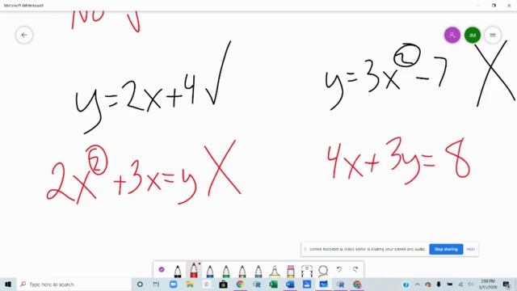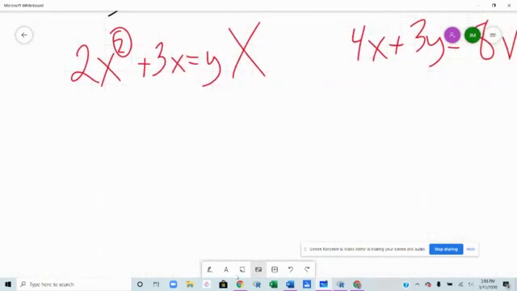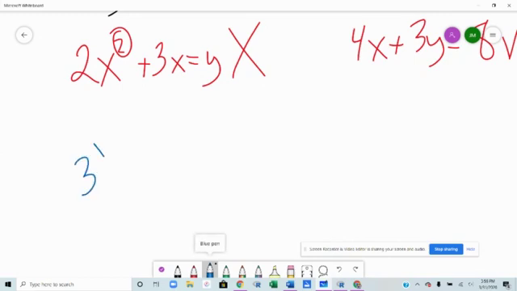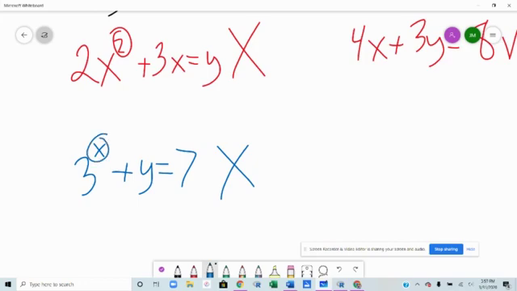4x plus 3y equals 8 is linear. We don't have any exponents, we don't have any square roots, it's just x's and y's. 3 to the power of x plus y equals 7 is not linear because our exponent, we've got 3 to the x. That makes that not linear.